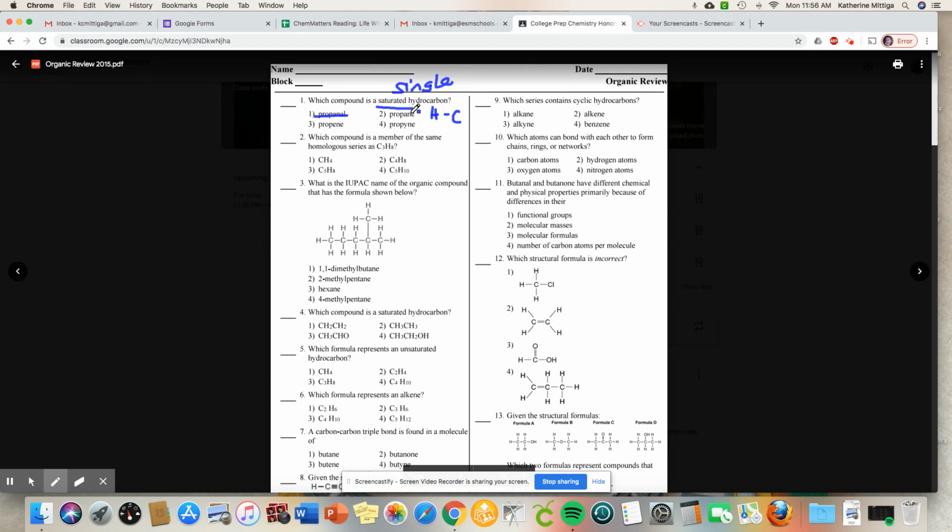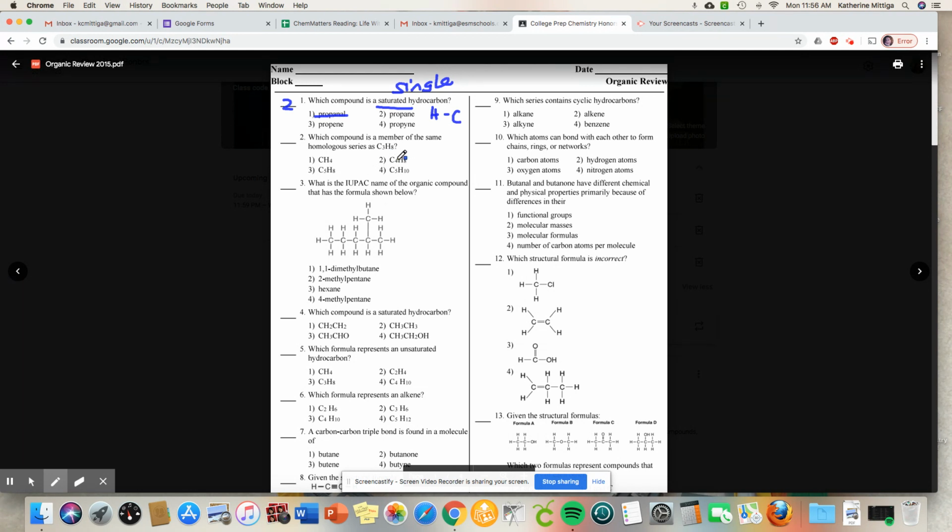The rest of these are just alkanes, alkynes. So those are all hydrocarbons. But which of those is single bonds? Well, that would be the ending ane, propane. So there's our saturated. Which compound is a member of the same homologous series as C3H8?